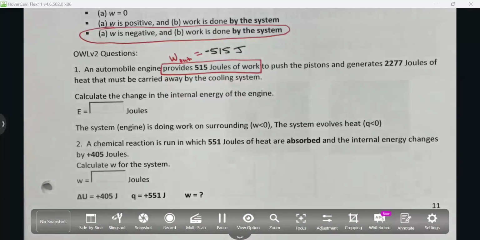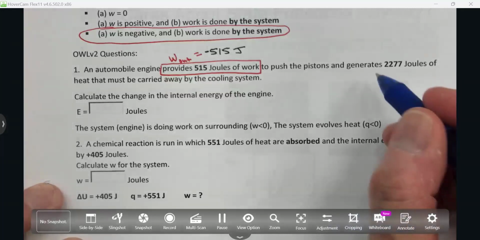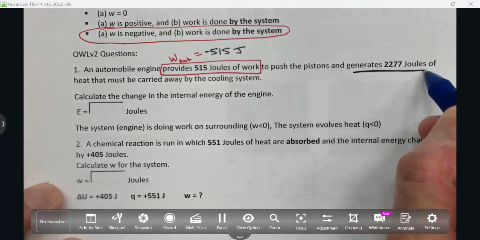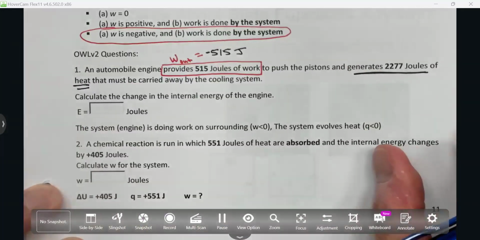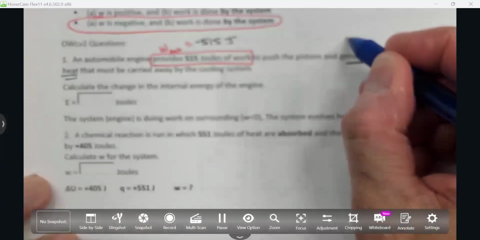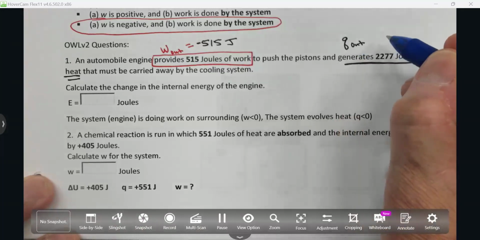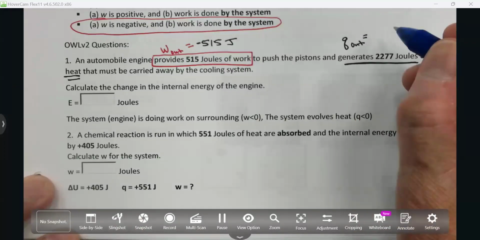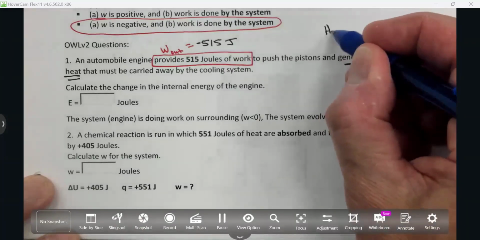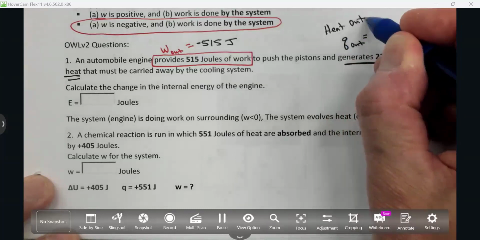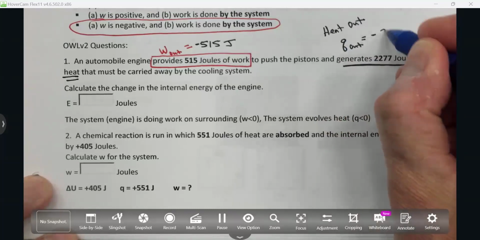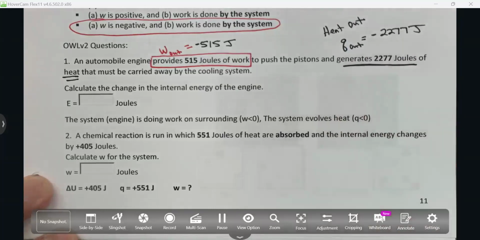How does an automobile work? Put gasoline in it, gas enters the pistons, and there's an explosion in there. Yes? There's an explosion in that cylinder. It generates 277 joules of heat. Is that heat out or heat in? That's heat out, correct? Is that positive or negative? This is heat out. So this should be negative 277 joules.